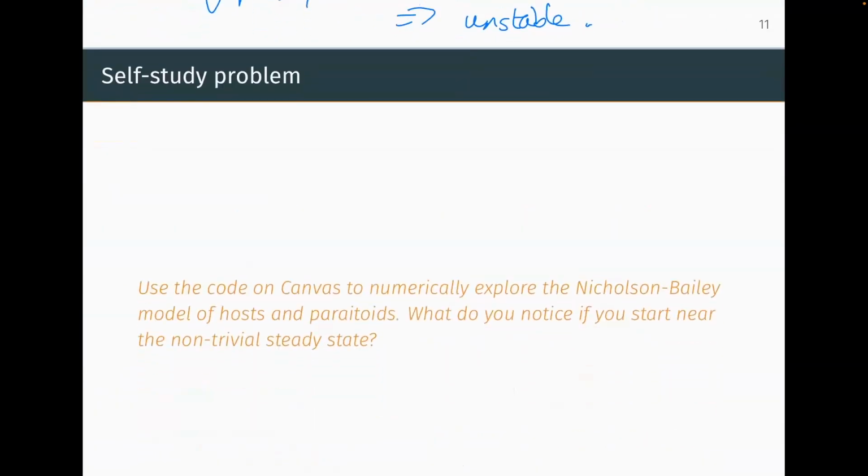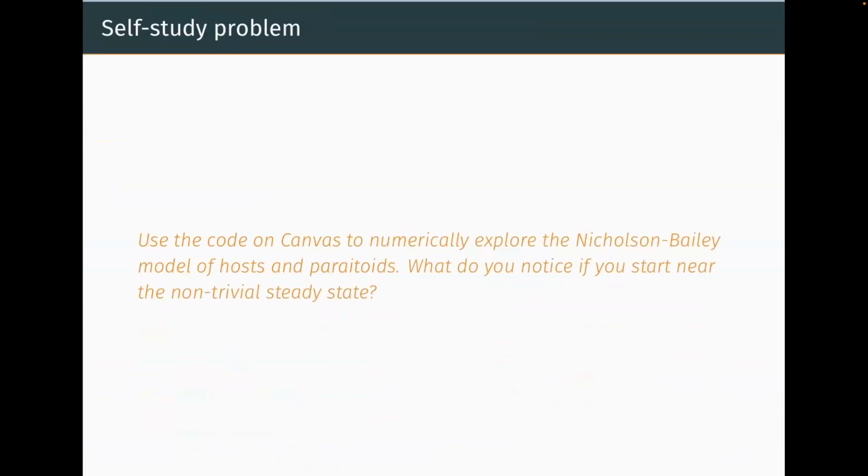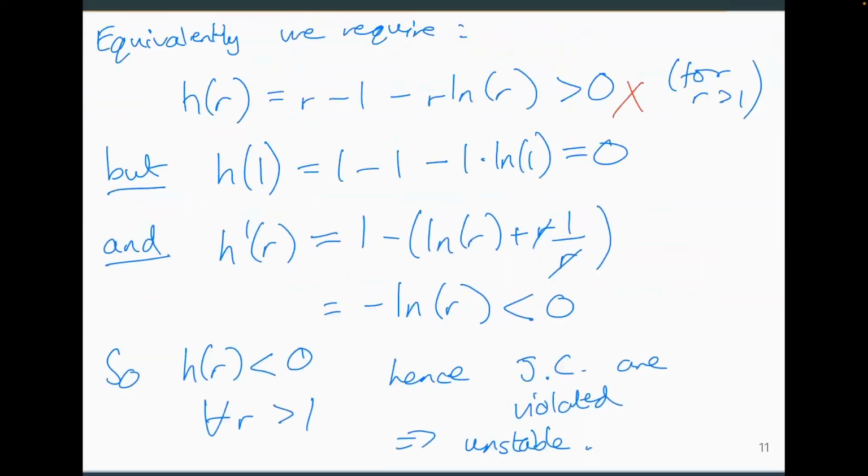So what does all of this mean then? Well, I put some code on Canvas for you to numerically explore what's going on. So have a go at playing around with the parameters and starting relatively close to this non-trivial equilibrium and seeing what the outputs look like. We haven't looked at the stability of our trivial equilibrium, but we know our non-trivial equilibrium is unstable. Is it an unstable node? Is it an unstable spiral? What actually happens when we try to do this? So have a go at using the code on Canvas to numerically explore and see what all of this means.